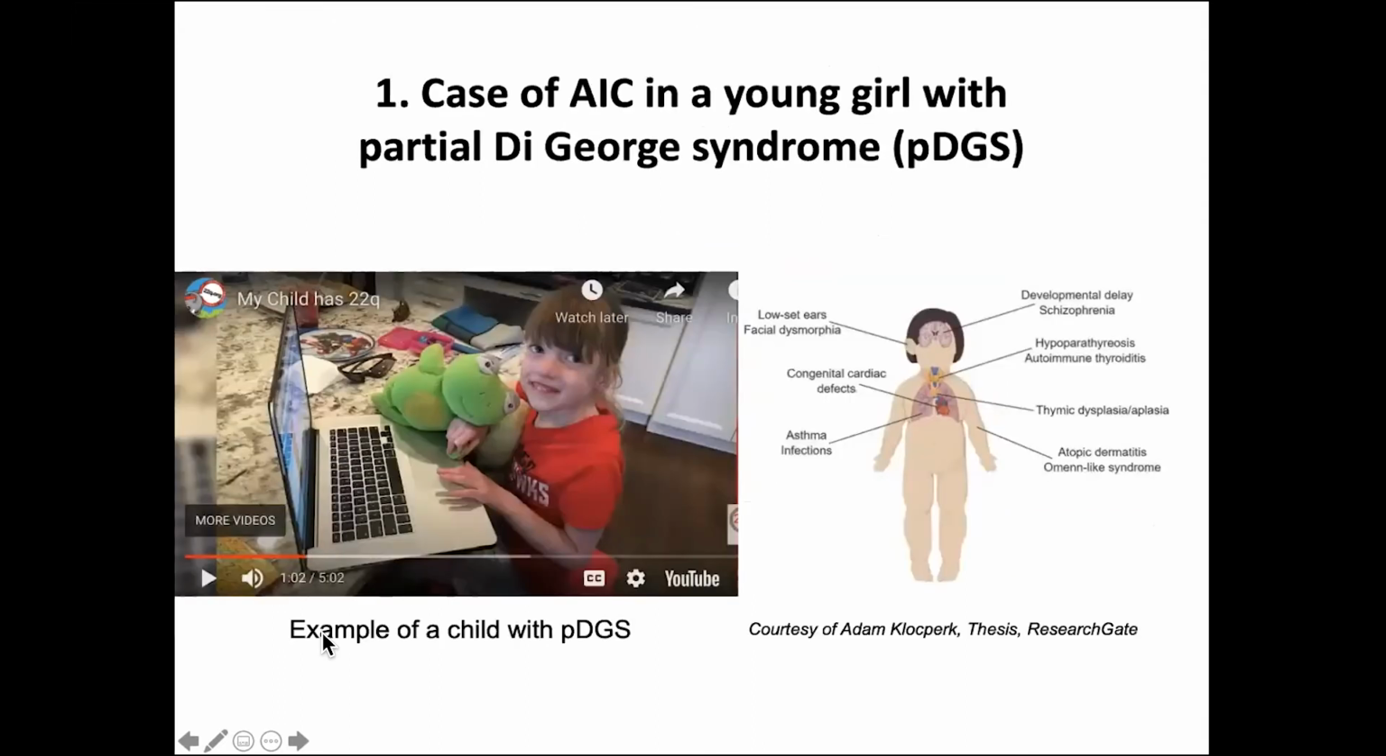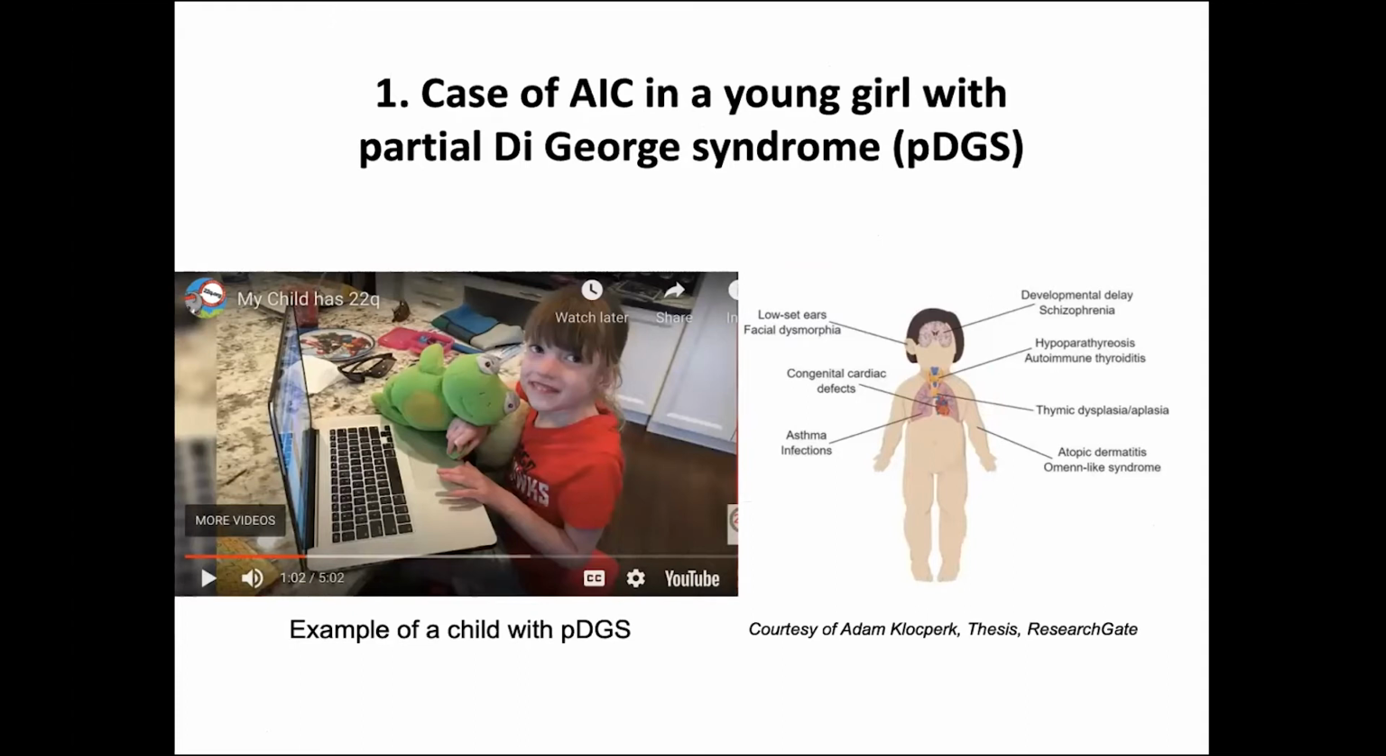So I'm going to go through 2 very quick reports of 2 children, actually an adult and a child that I'm following here in Florida, and through the example to show you some of the challenges that we have to face in treating cytopenias and immunodeficiency.